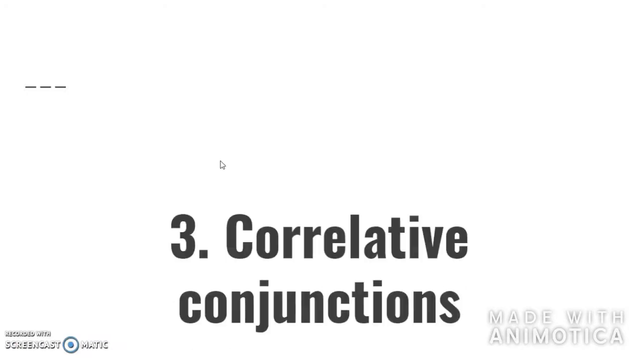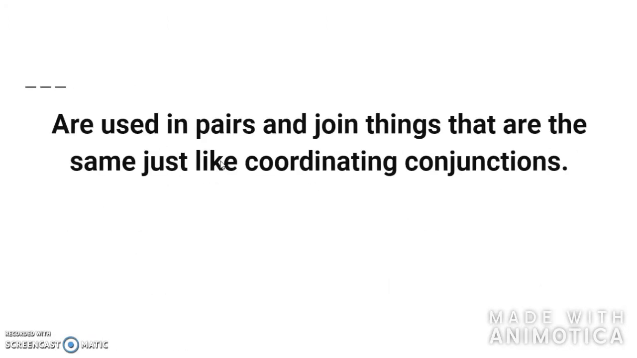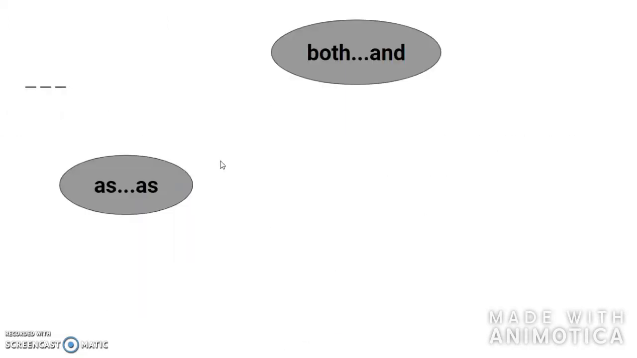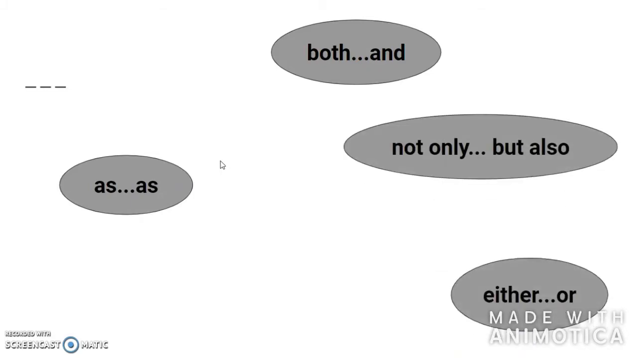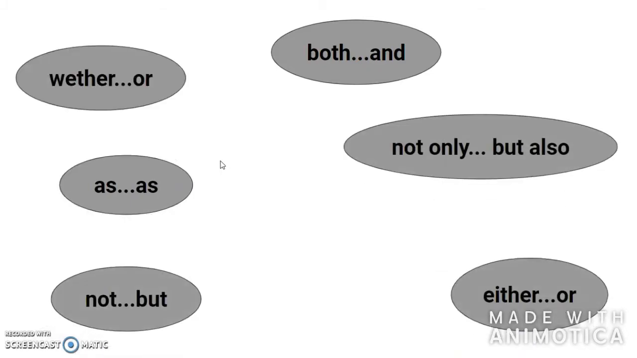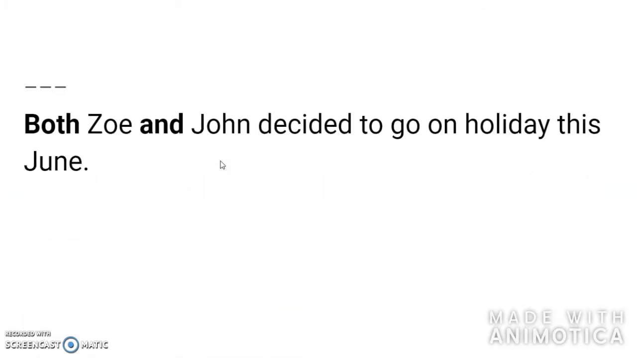Finally, we have correlative conjunctions. These are used in pairs and join things that are the same, just like coordinating conjunctions. Some of them are as...as, both...and, not only...but also, either...or, whether...or, not...but, and neither...nor. Let's look at an example. Both Zoe and John decided to go on holiday this June. Here it is like saying that both of them decided to go on holiday this June.